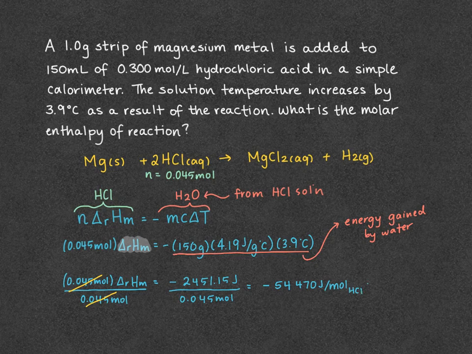Now, normally we're going to put this into kilojoules, and we get two significant digits from our temperature here. Because we didn't actually use this 1 gram, it doesn't contribute to sig digs. So this gives us 2 sig digs, from 3.9. And so our answer is going to be negative 54 kilojoules per mole.